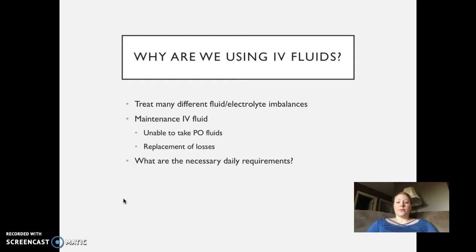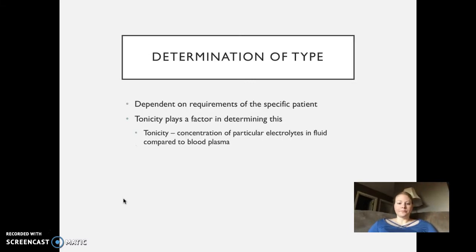Also, we can do it for replacement of losses. So we have a patient that comes in, again, with fluid volume deficit. We're able to replete their volume just using the IV fluids and hopefully pushing PO fluids as well. So I just want you to keep in the back of your mind what the necessary daily requirements are for patients that are just receiving the maintenance IV fluids.